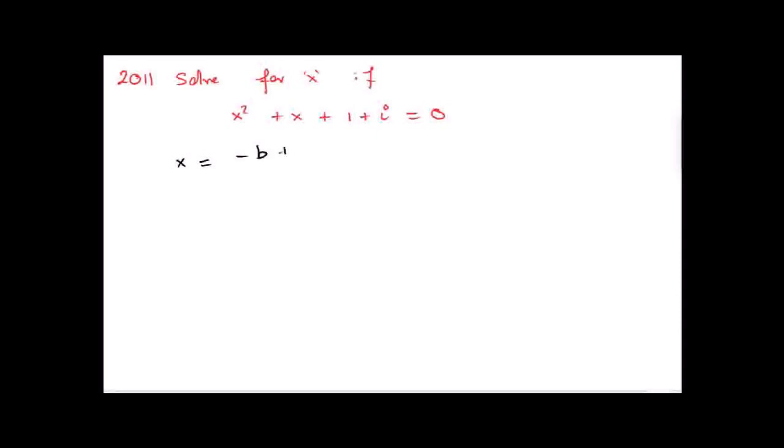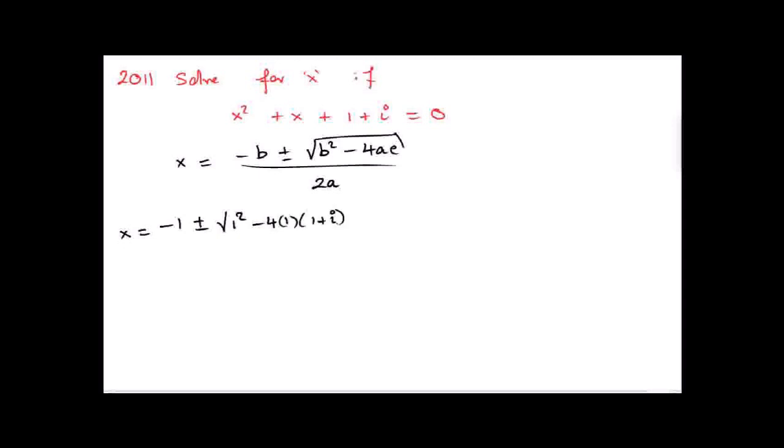x equals minus b plus or minus the square root of b squared minus 4ac all divided by 2a. Tell me, what's a, what's b, what's c? a is 1, b is 1, and c is 1 plus i. So x equals minus b, which is minus 1, plus or minus the square root of 1 squared minus 4 by 1 plus i, all over 2a, which is 2.